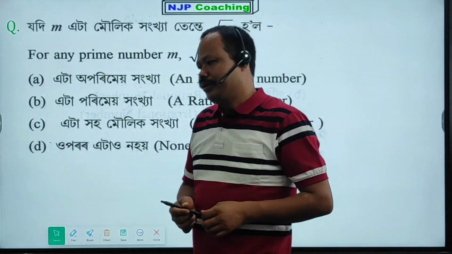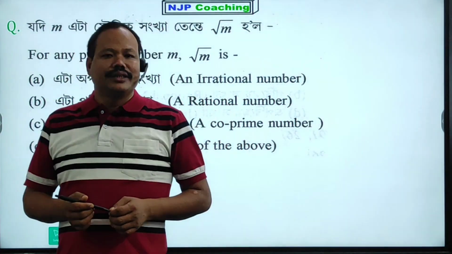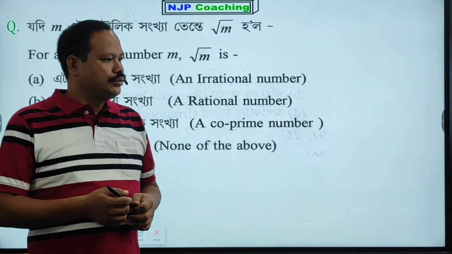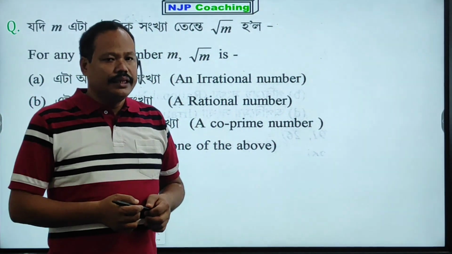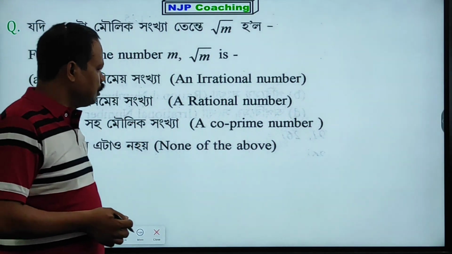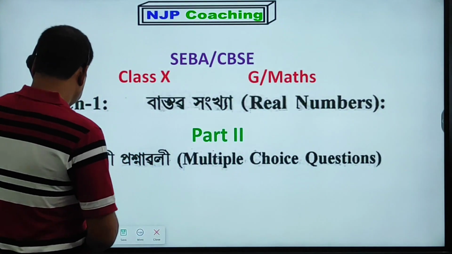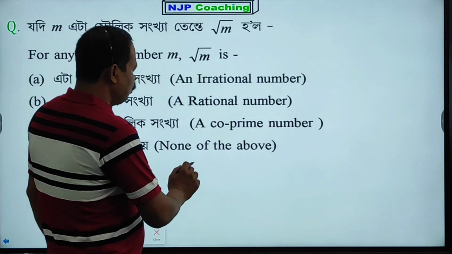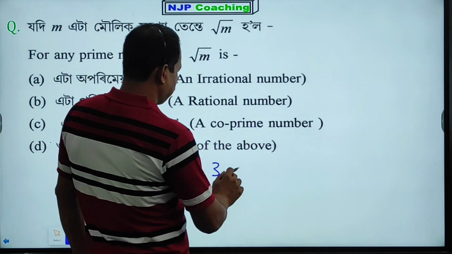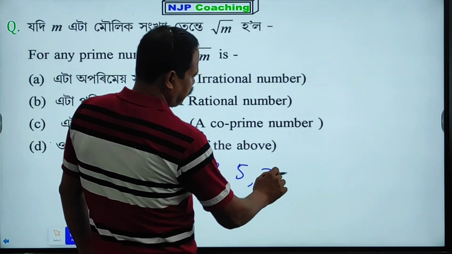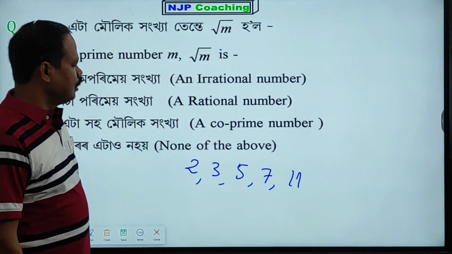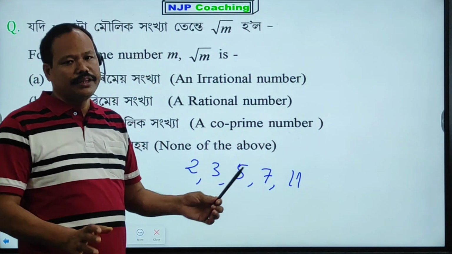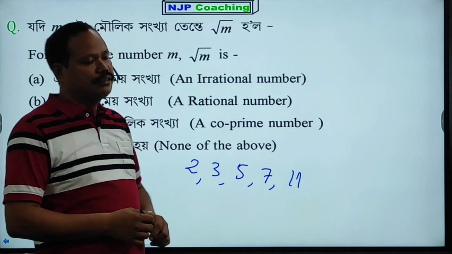If m is a prime number, so what are prime numbers? Those numbers which have only two factors, 1 and the number itself, are called prime numbers. So 2 is a prime number, 3 is a prime number, 5, 7, 11. These are prime numbers, with only the factors 1 and the number itself. For 11, only 1 into 11. For 7, only 1 into 7.